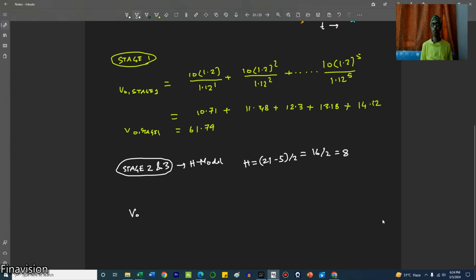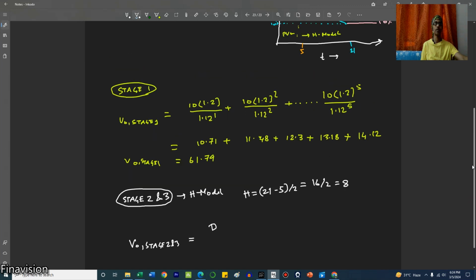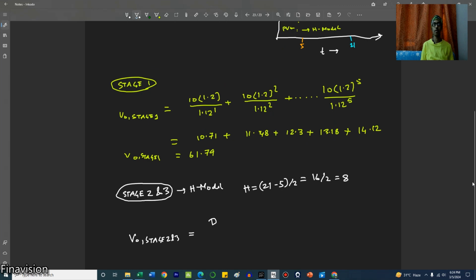So V0 stage 2 and 3 is equal to D5. Here the initial dividend is D5 into 1 plus GL by R minus GL, plus D5 into H into GS minus GL, that is here GL means G3 and GS means G2.